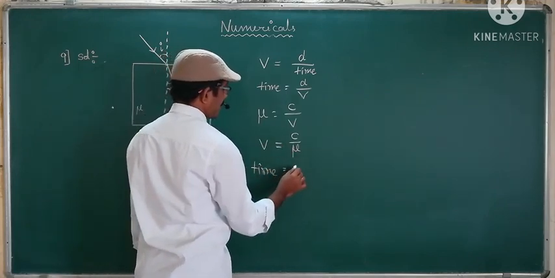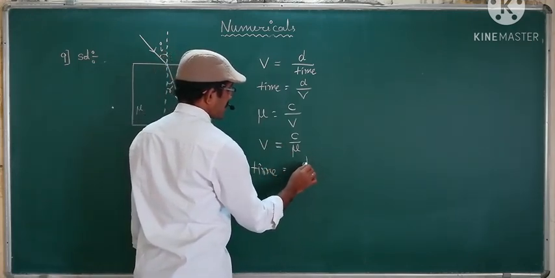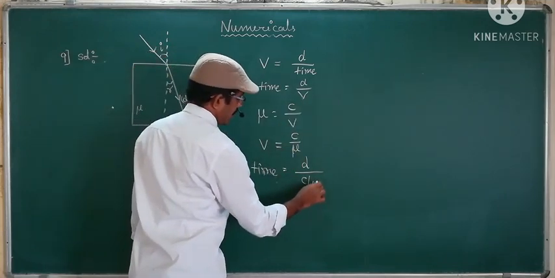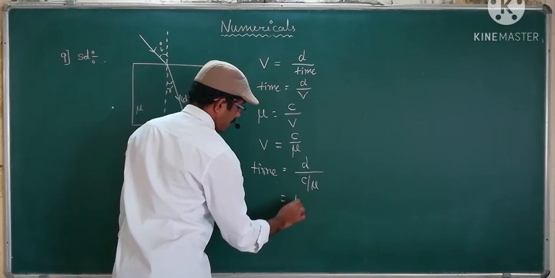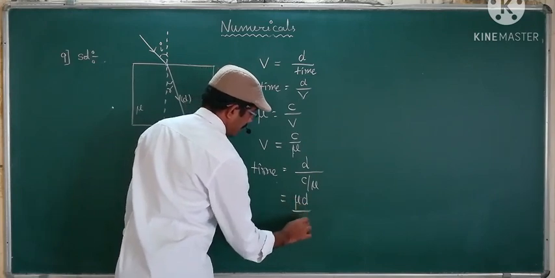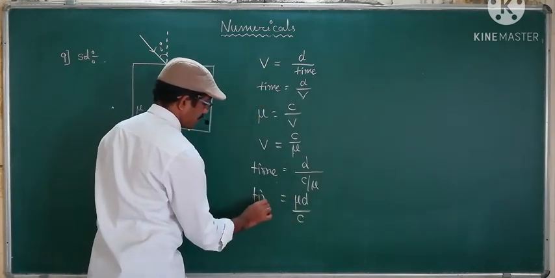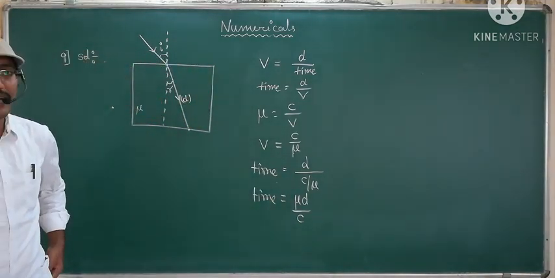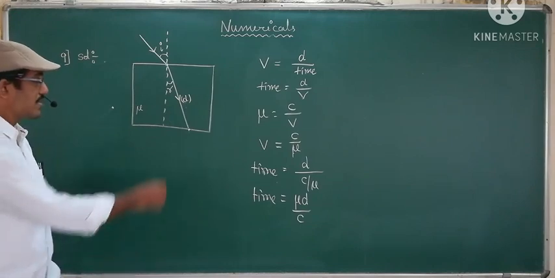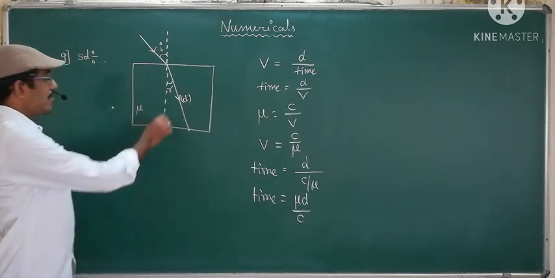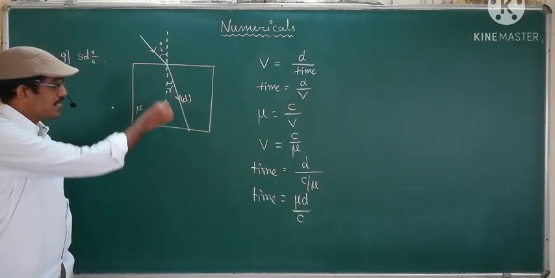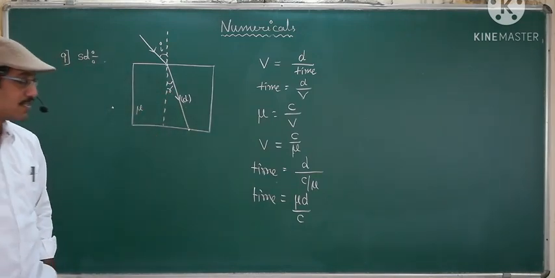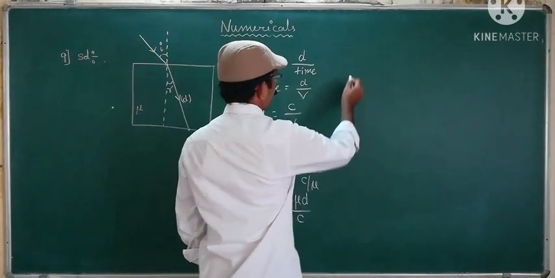From these two we can write time is equal to distance travelled divided by v, where v is equal to c by mu. This is equal to mu d divided by c. This is the time taken by the light to travel distance d. But here r is mentioned and d, just I mentioned d, we can write in terms of r further.